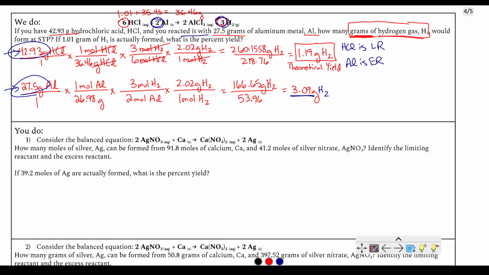Now, the question really wants to know, what is the percent yield? And that's always the actual yield. The problem says that's 1.01 grams is actually formed. And so we're going to divide that by the theoretical yield, 1.19 grams, and we'll multiply that by 100. And so if you plug those numbers in a calculator, it's not real hard. That's going to be 84.87%.